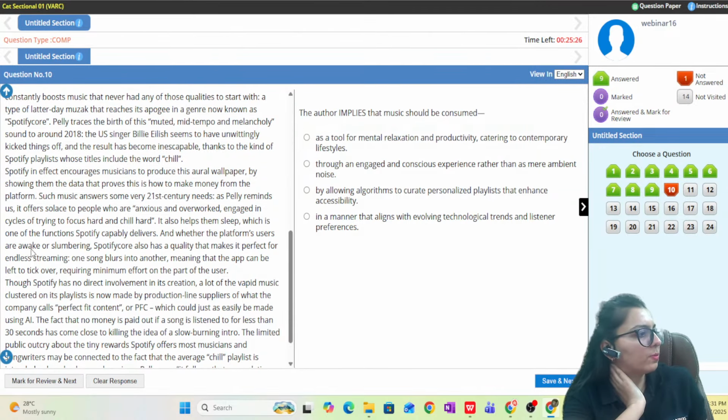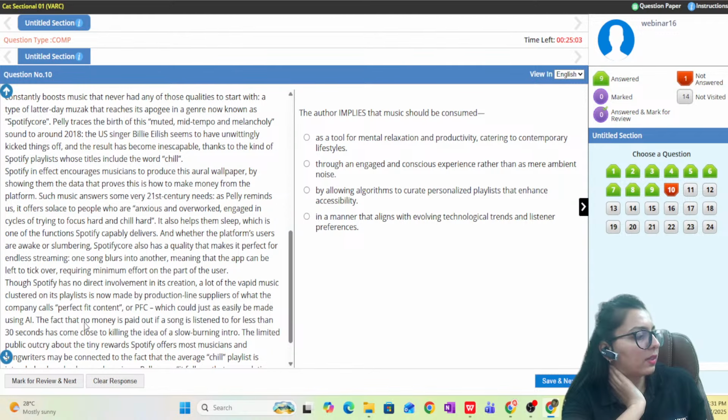And whether the platform's users are awake or slumbering, Spotify core has the quality to make a perfect endless stream. One song blurs into another, meaning that the app can take over, and minimum effort is required. Though Spotify has no direct involvement in its creation, a lot of vapid music, that is bland music, clustered in the playlists is now made by production line suppliers of what the company calls perfect fit content, or PFC.